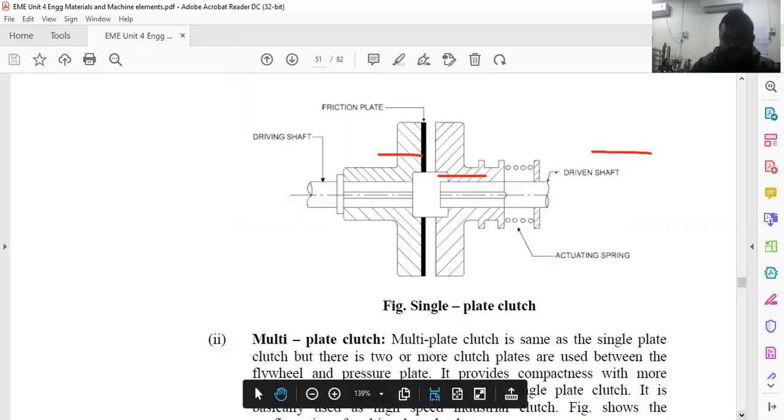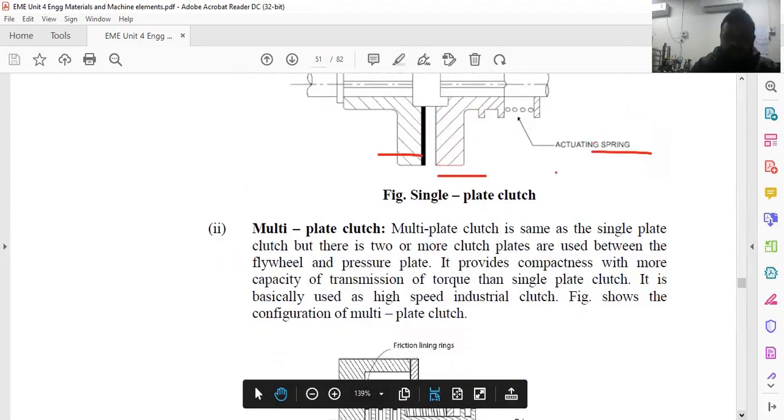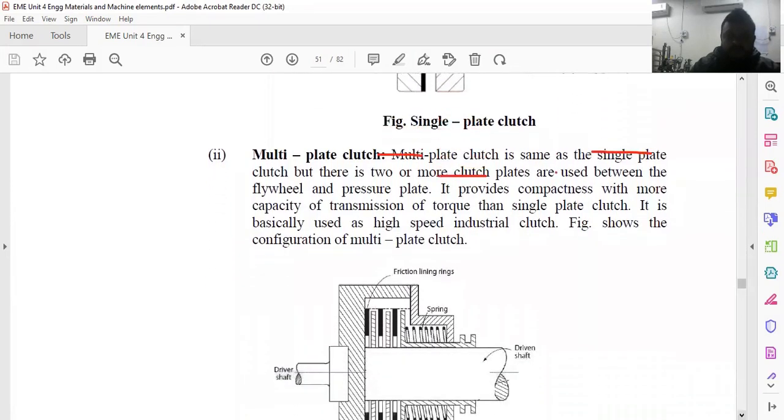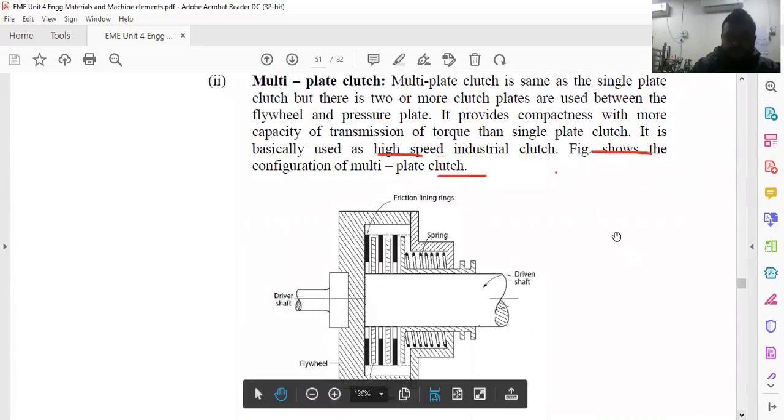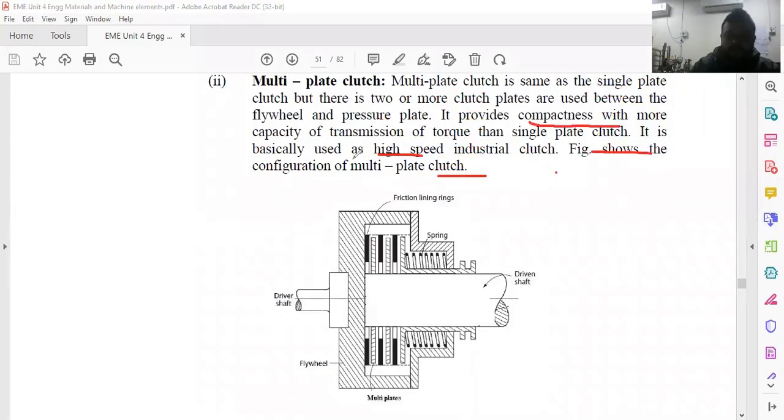And second type is multi-plate clutch, where instead of single plate we are using the multi-plates. So what is the main function of this multi-plate? Provide the compactness with more capacity of the transmission of the torque. So ultimately we can improve the capacity of the transmission of the torque, or we can easily transmit the power from one place to another, means driving shaft to driven shaft. That is the main objective of this kind of the plate.